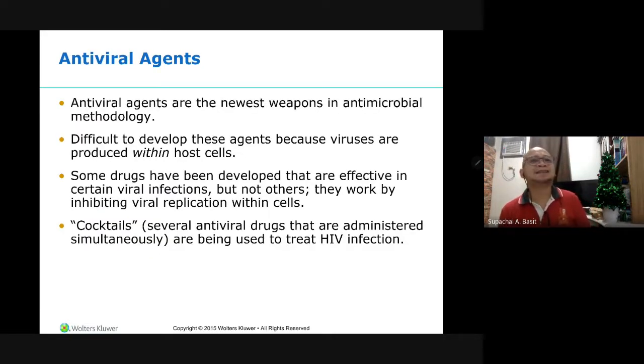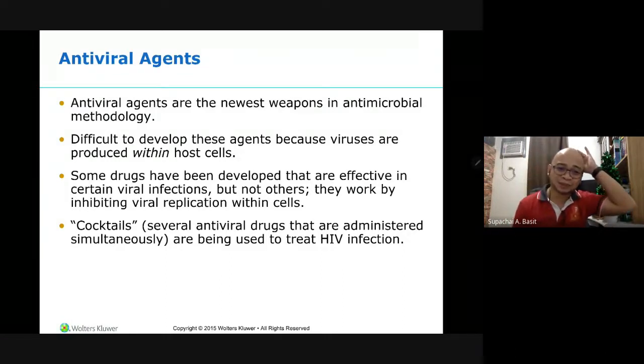Antiviral agents are the newest weapon in antimicrobial methodology. It is difficult to develop because viruses are produced within the host cells. So some drugs have been developed that are effective in certain viral infections, but not others. They work by inhibiting viral replication within the cell.